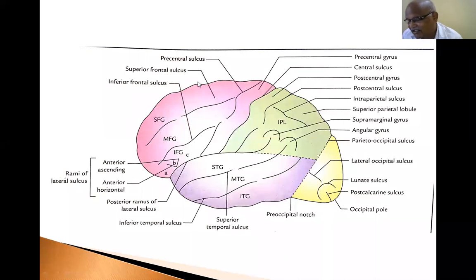So we have to divide the cerebral hemispheres into lobes: frontal, parietal, occipital, and temporal. The cerebral hemisphere is totally divided into sulci and gyri. What sulci are present in the frontal lobe? In the parietal lobe? In the occipital lobe? In the temporal lobe? We have to mention the important sulci and the important gyri.